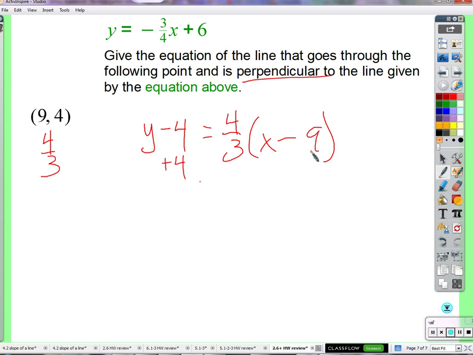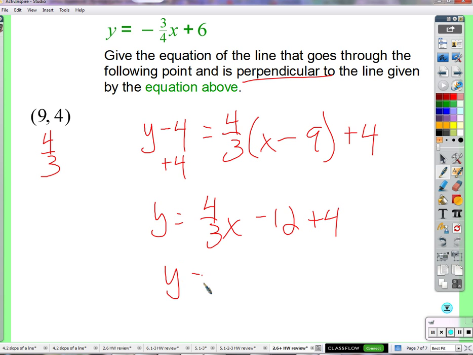Going to add 4 to both sides. And I'm going to distribute this 4/3. 4/3 times x. 4/3 times -9. 3 times -9, that's -3. 4 times -3, -12. That's 4. y equals 4/3 x minus 8. Okay, very good.